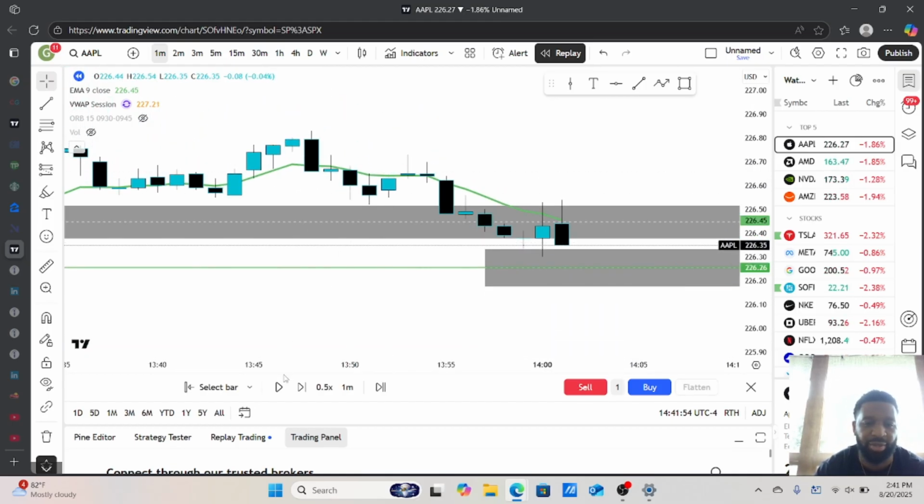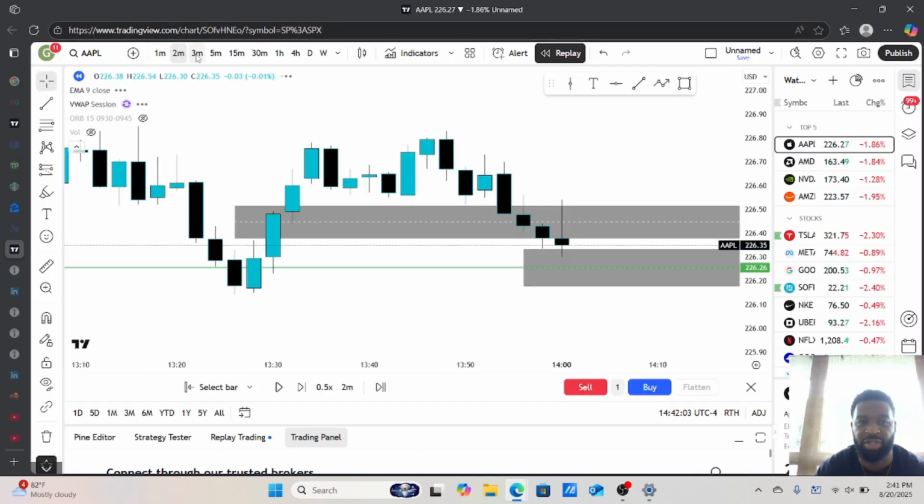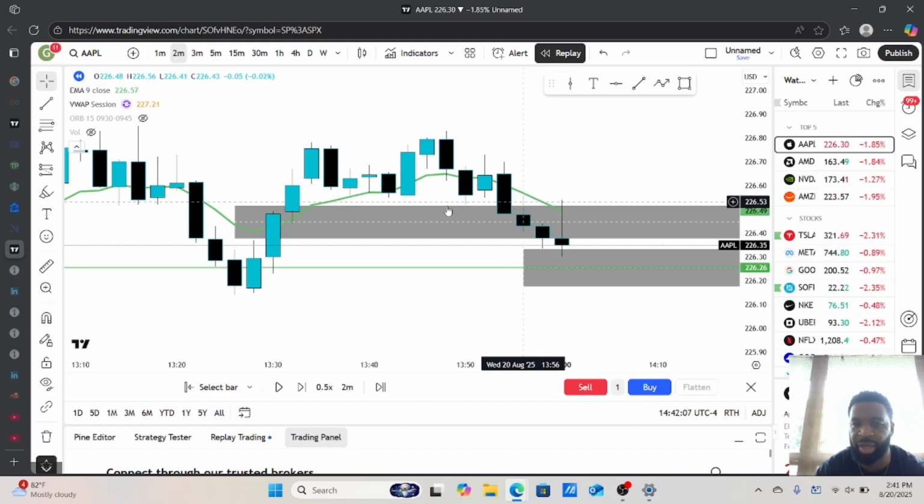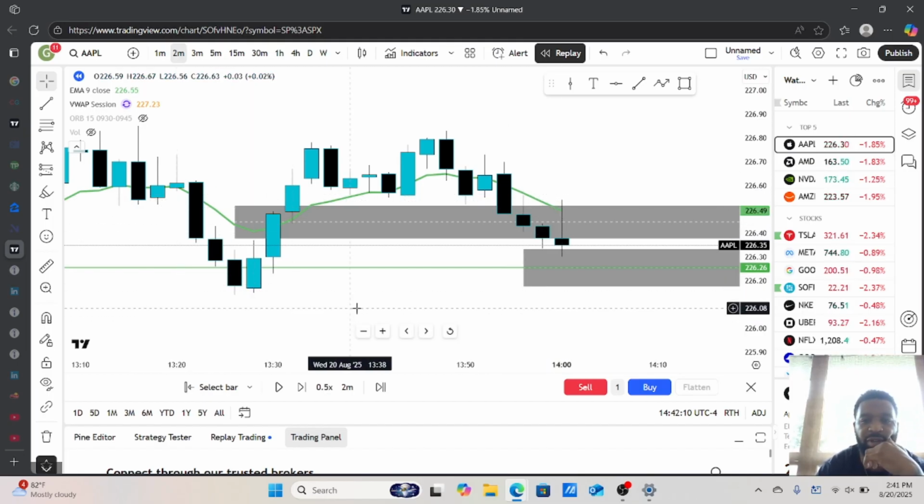Versus getting in here and playing the downside, because like I said, I saw the inversion happening. I saw the 2-minute inversion happening, the 3-minute inversion happening, and just this rejection from this area and the EMA gave me enough confidence to take this.